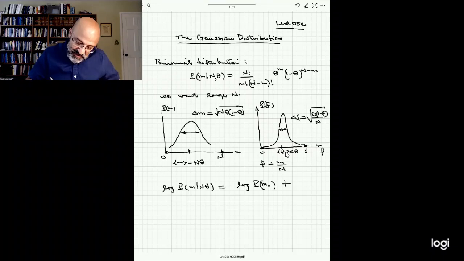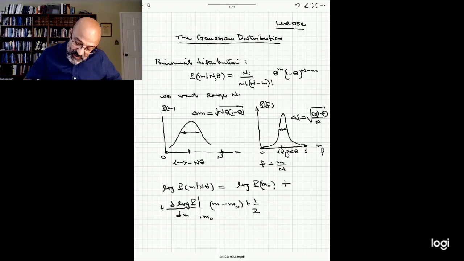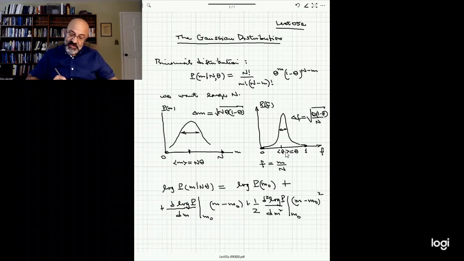plus the derivative of log p with respect to m evaluated at the maximum, multiplied by the difference, m minus m0, plus 1/2 the second derivative of log of p with respect to m evaluated at the maximum, and then m minus m0 squared. So you see, and we could keep going.